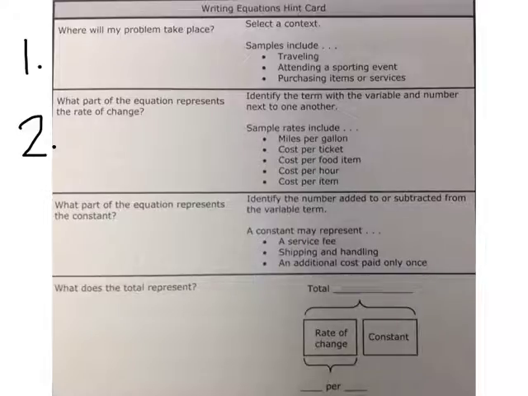The third question we ask ourselves is, what is the constant in the equation? Is there a service fee? Is there an additional cost only paid one time? And the fourth question is, what does the total represent? Please make sure you write this down.